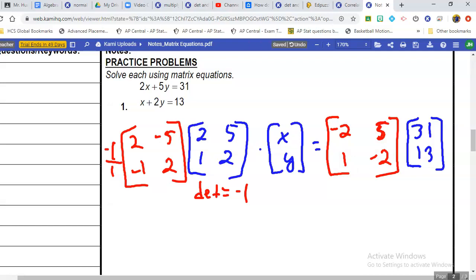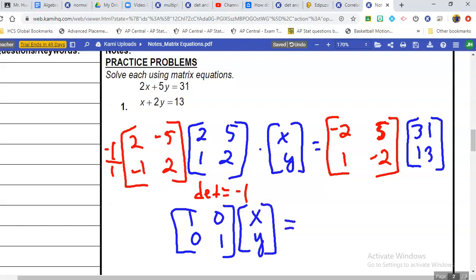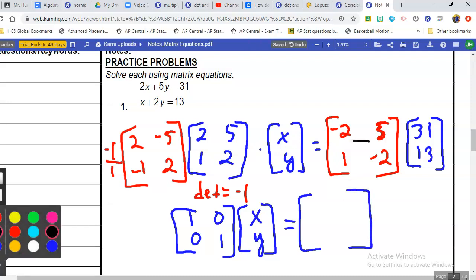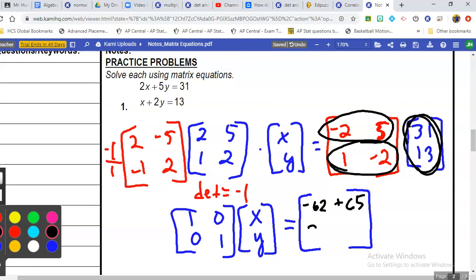All right, so when we multiply this on the left side, we're going to get the identity matrix times x, y, which of course works out to be just x, y. And then I get a 2 by 1 matrix over here. So when we take this row, negative 2, 5, times this column, that would be negative 62 plus 65. And then we take this row times this column again, so that would be 31 minus 26.